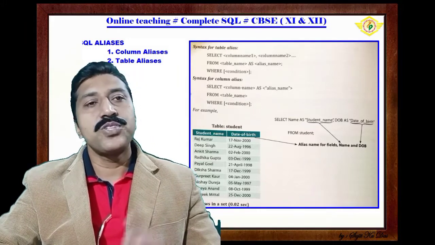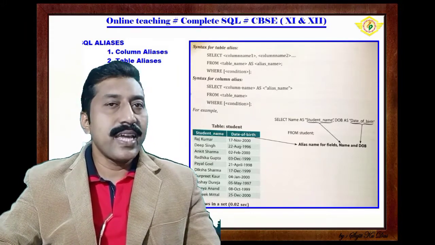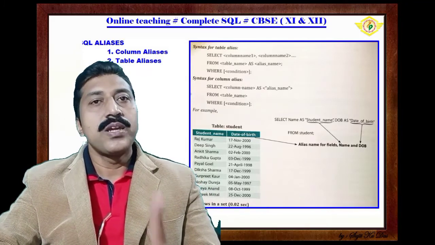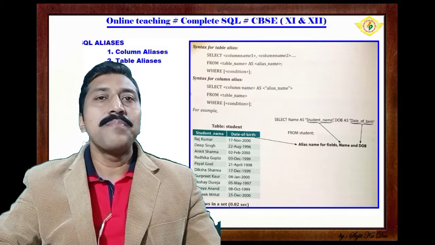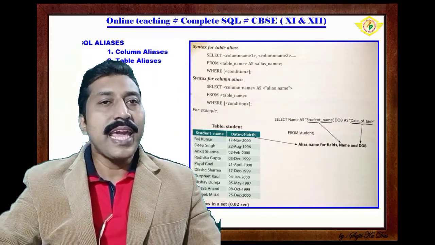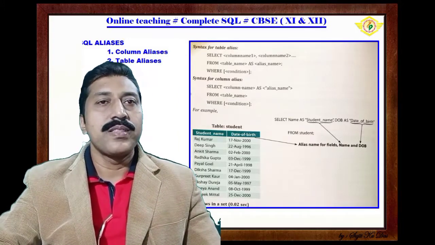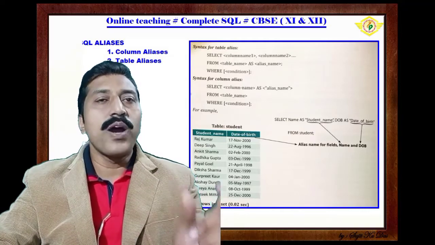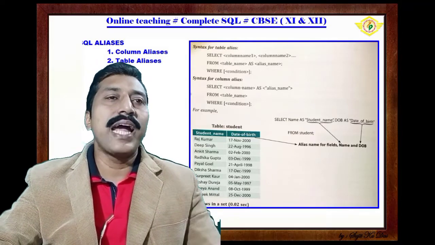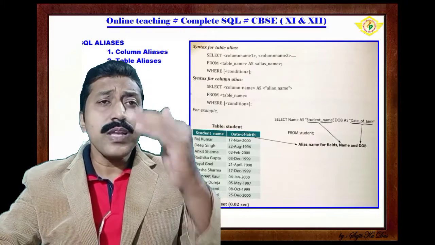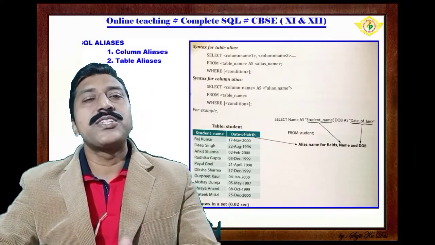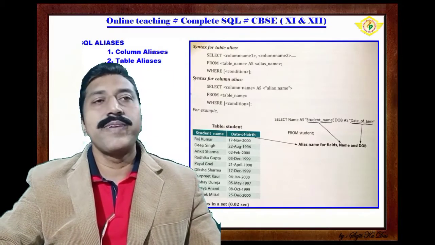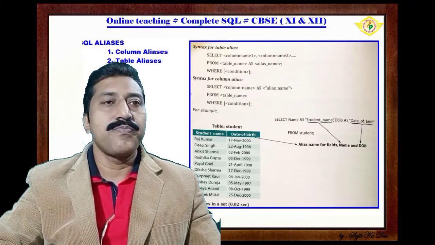Suppose here I give you: select name as student name, DOB as date of birth. That means DOB is changed to date of birth and name is changed to student name. That means I have added one more name for the attribute. So in the output window, instead of name, student name will come, and instead of DOB, date of birth will come. That is called the alias of a column.